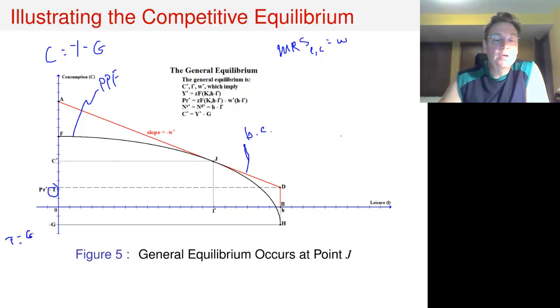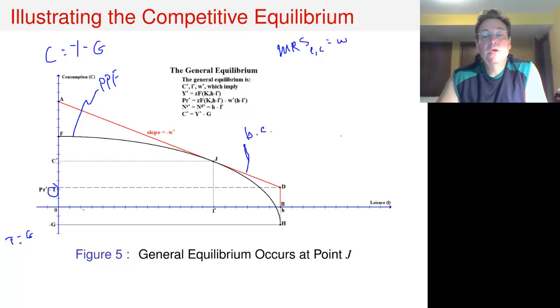Now you also notice we could replace this T here with G, because the government's budget constraint says that T equals G. So what that means is if we look at counterfactuals where we're changing the level of government spending, anytime we change G, we're going to have to change taxes one for one.